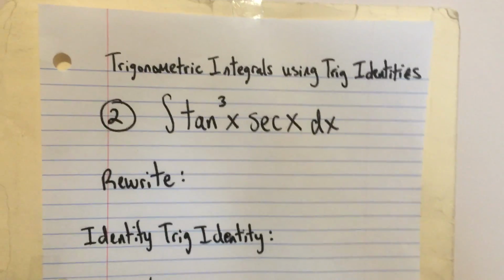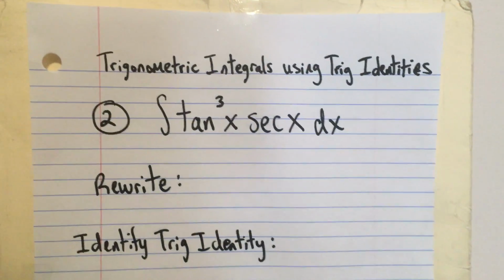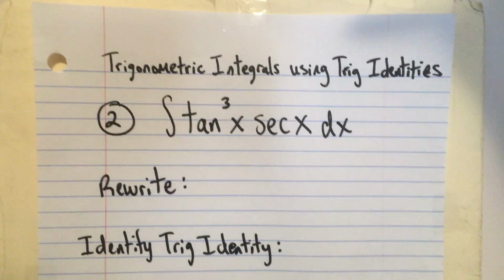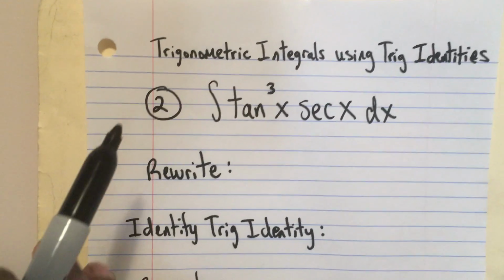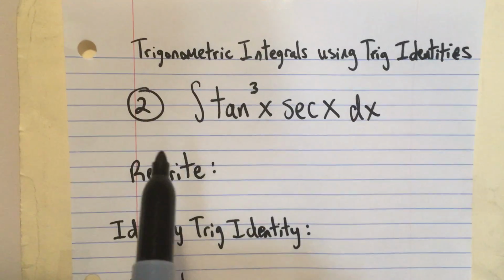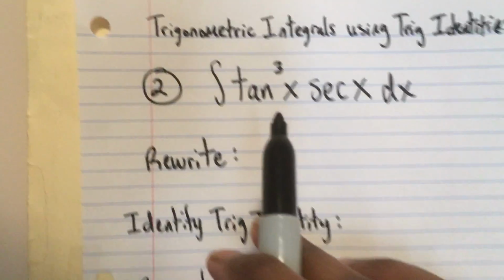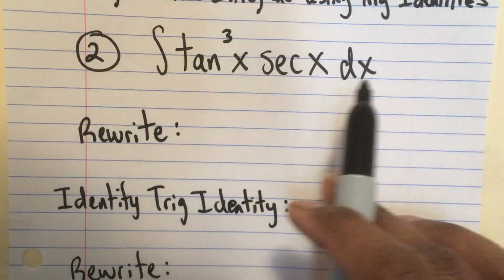Seniors, this is the second video of looking at trigonometric integrals using the trig identities. For number 2, we have the integral of tangent cubed x times secant x dx.